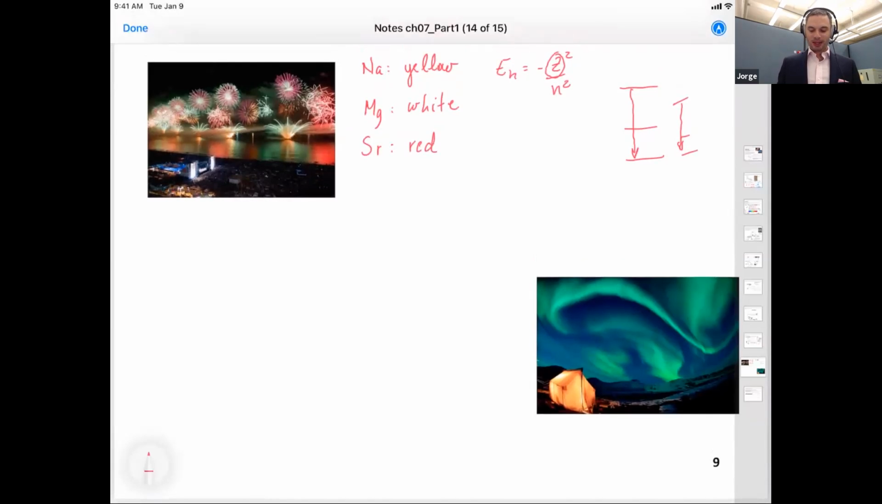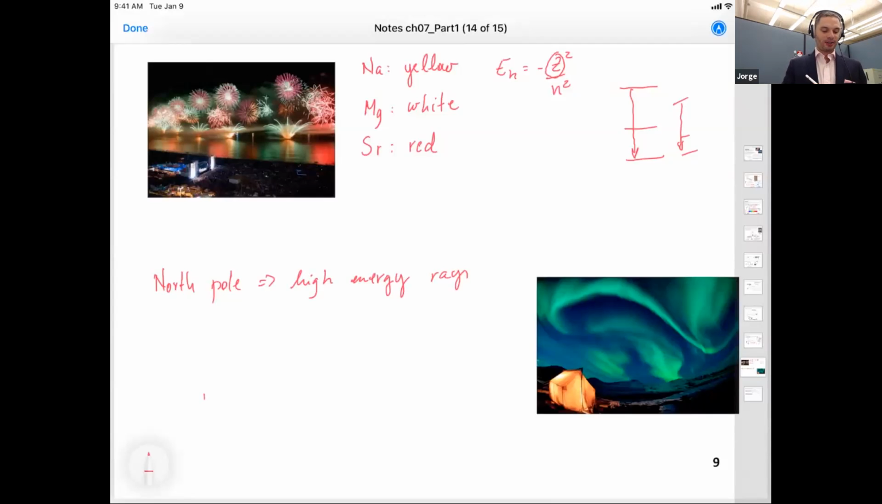And that's the same thing that happens when we observe the northern lights. The northern lights are only observed in the extreme north pole of Earth. That's because in the north pole, we have a huge hole in the ozone layer. Okay. So that means we have high energy rays penetrating the Earth in those regions.